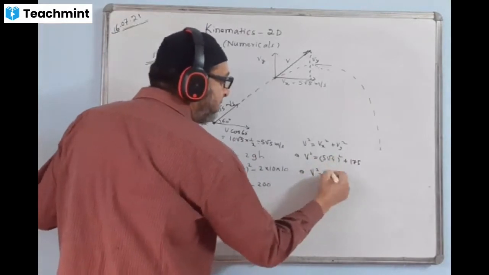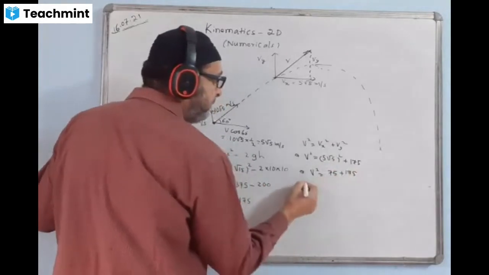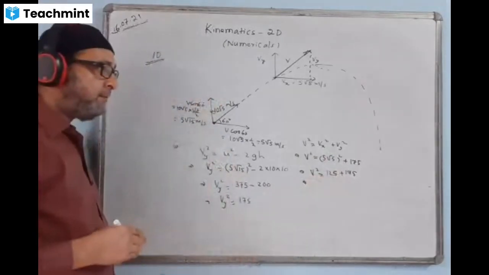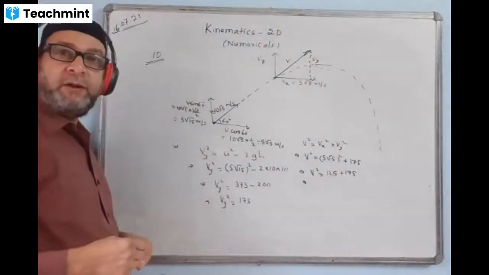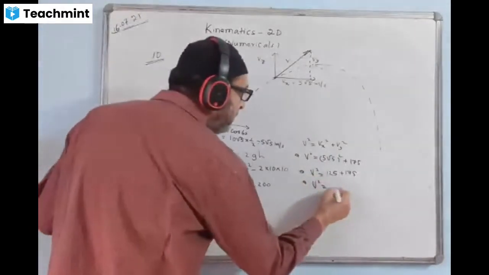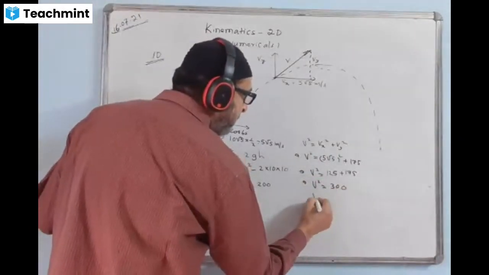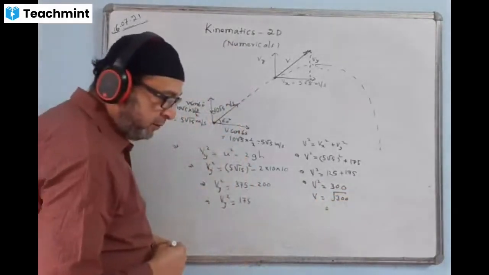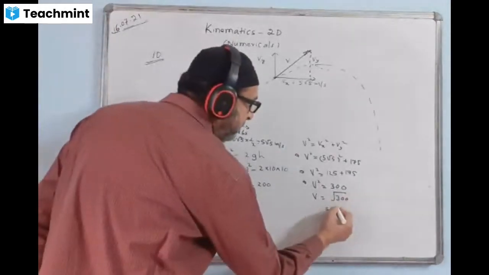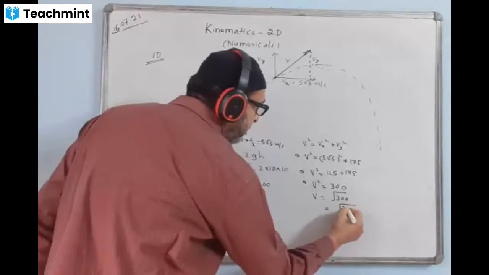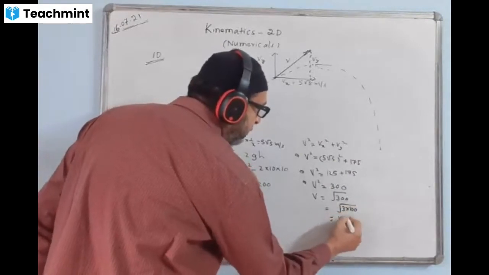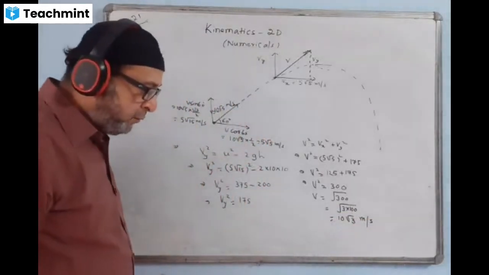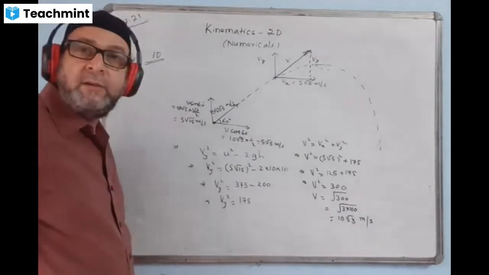5 square is 25 into 5, 125, plus 175. Let us add, what is the answer coming? 300. Therefore, value of V is coming root 300. You can find the value using calculator, or you can write 3 into 100. 100 root will come 10, so 10 root 3. 10 root 3 meter per second. So that is the answer.